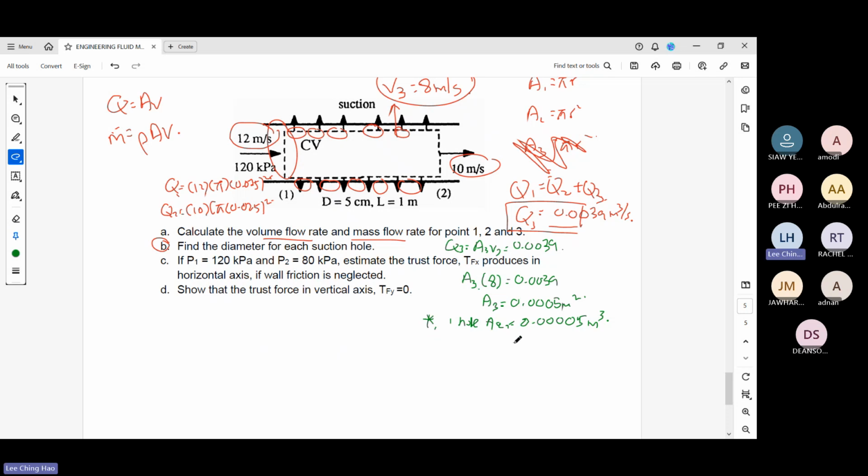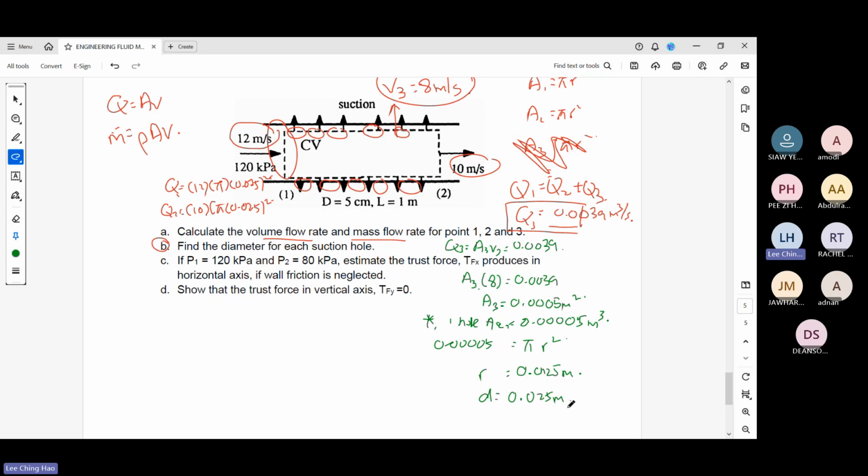So then again, area equals to pi r square. So you do, okay, 0.05 equals pi r square. Then your r will be, first of all, divide by pi, square root, so 0.0125. And diameter, because they ask for diameter, 0.25 meter.